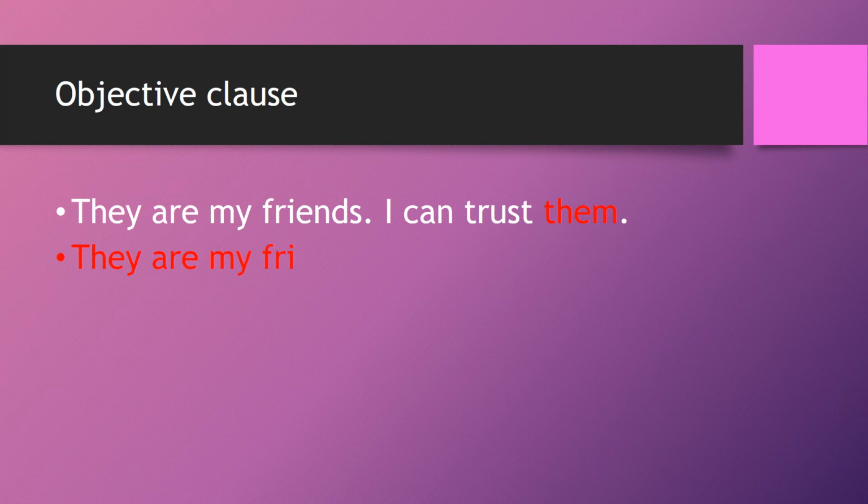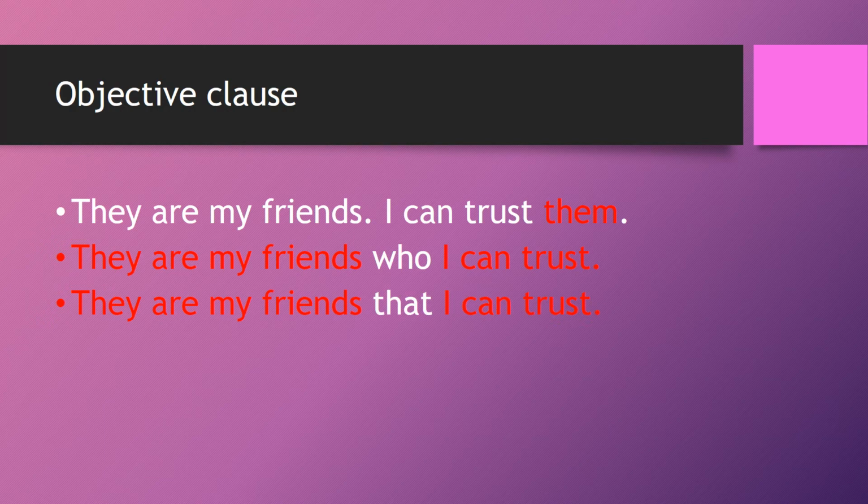They are my friends who I can trust. And also we can use that instead of who. They are my friends that I can trust. Or I can drop the relative pronoun. They are my friends I can trust.